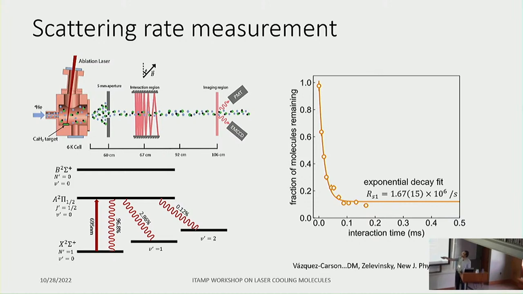But we confirmed it experimentally by creating a multi-pass interaction region along the molecular beam path. Then, by controlling the number of passes, we can vary the interaction time and see how long it takes for molecules to get depleted to higher vibrational states. First, we just apply the cycling transition. We see this exponential decay pretty rapidly because it only takes about 20 photons to go into this state.